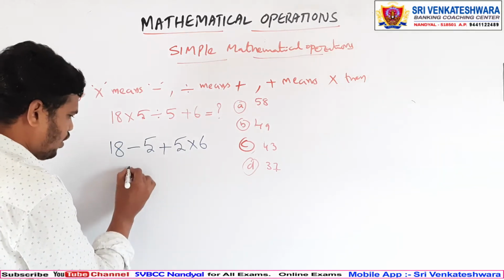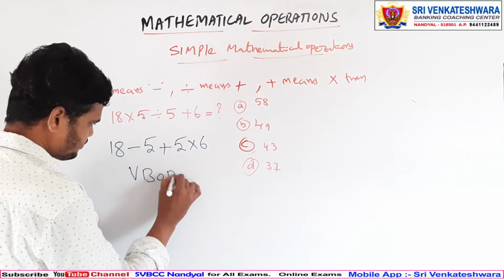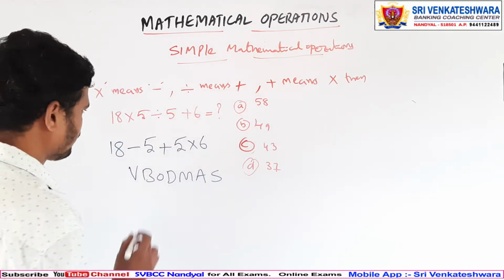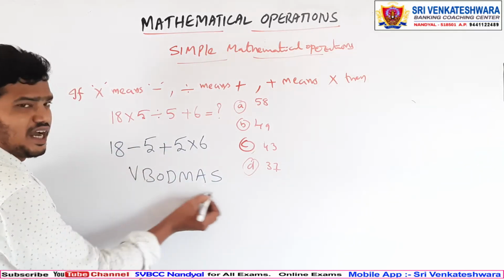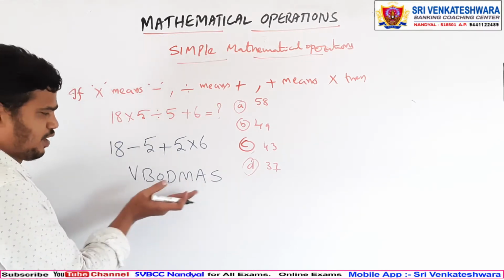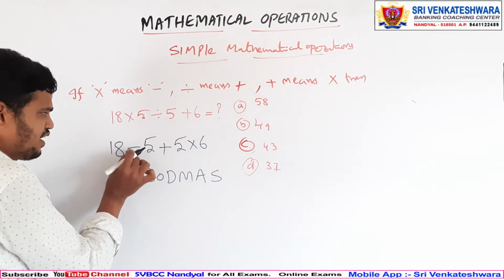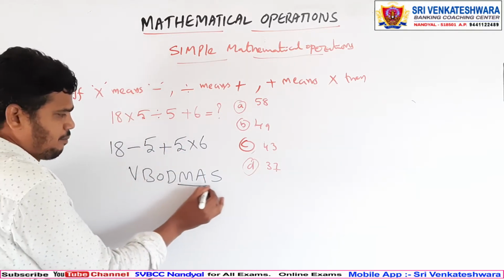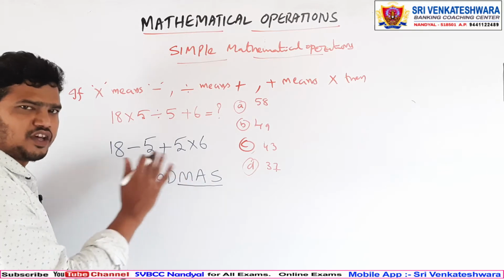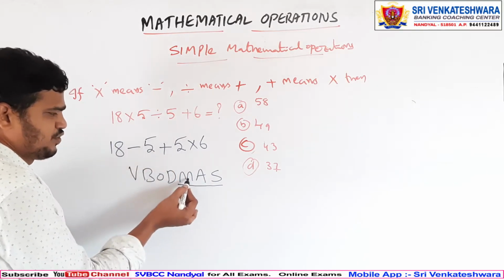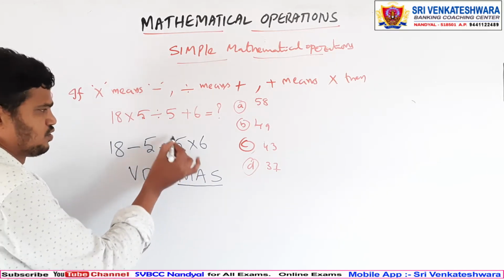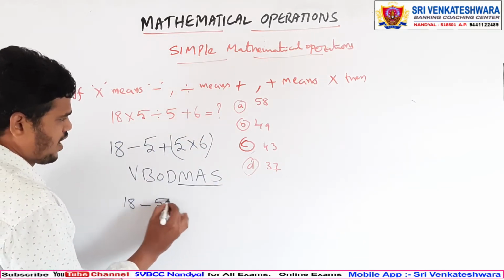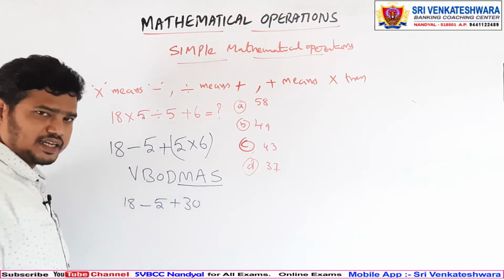Now you follow V BODMAS, in this order, from left to right. Here you have subtraction, addition, multiplication. Only three operations. So multiplication, addition, subtraction, in this manner you need to do. First of all, which one do we go for? Multiplication. So first this one: 18 minus 5 plus 30.